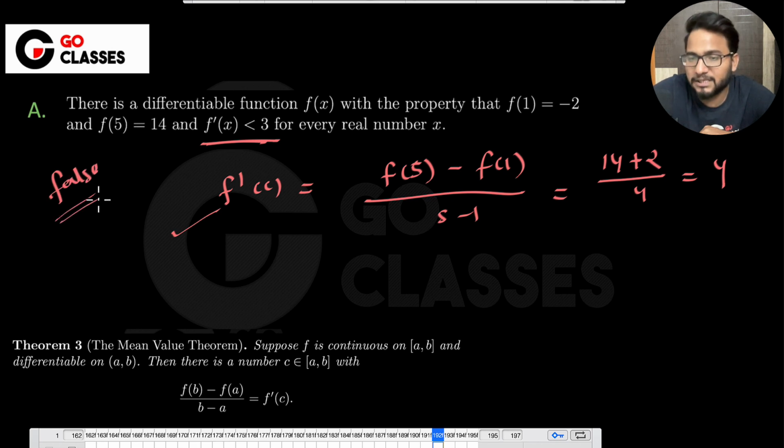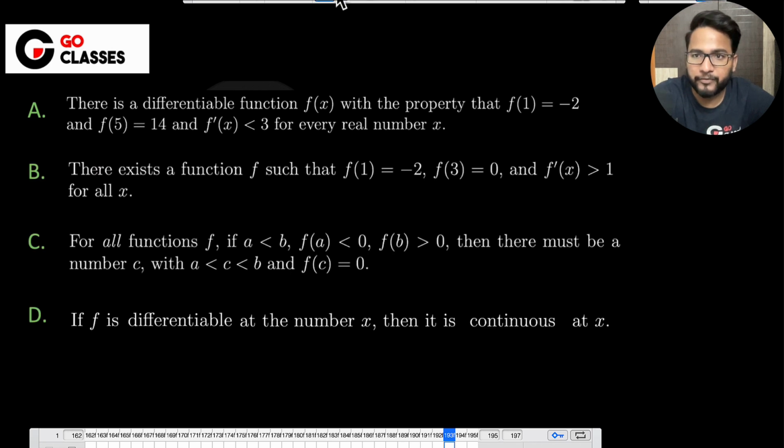Why? Because there is a c that is giving me 4. f'(c) is 4, and this statement is saying for all x this is less than 3. So that's why this is false. Okay. Now let's go to option number B. Let's see if we can solve this.